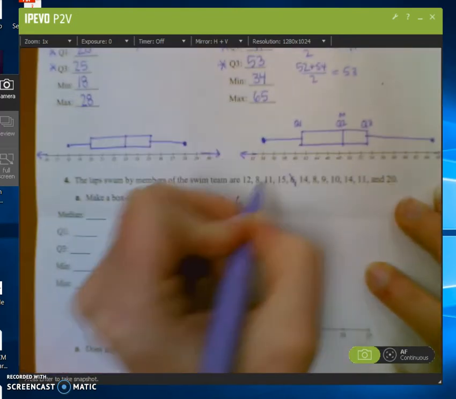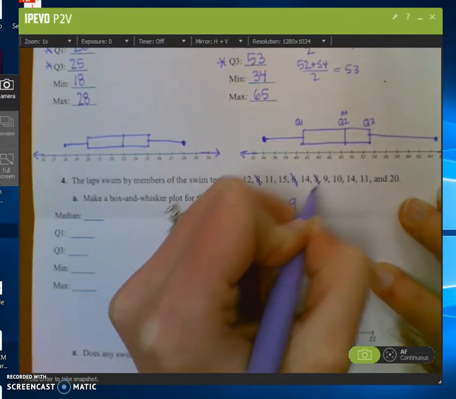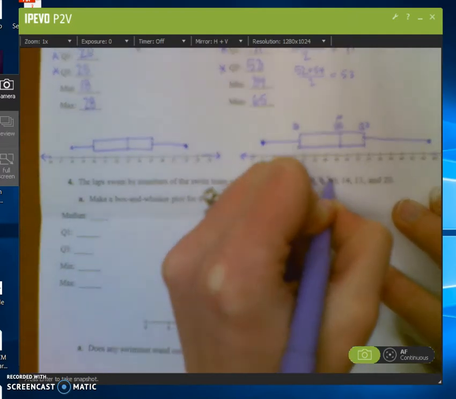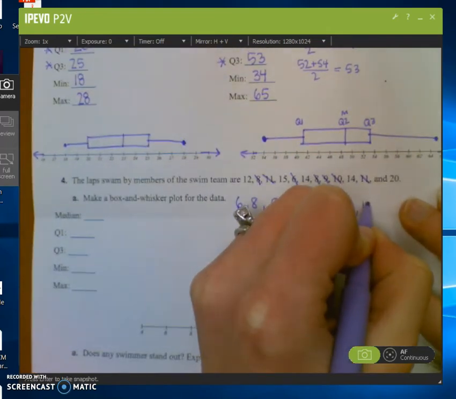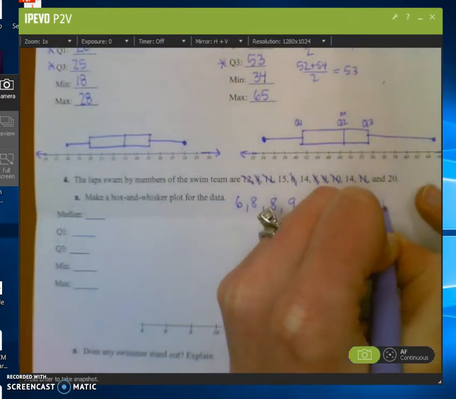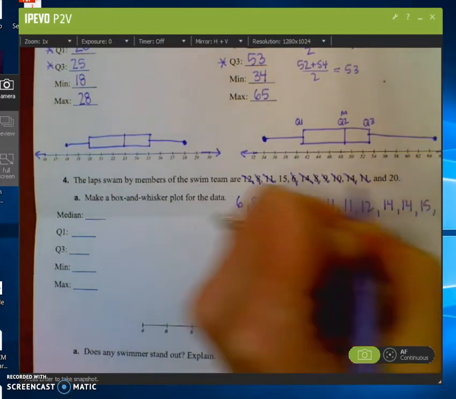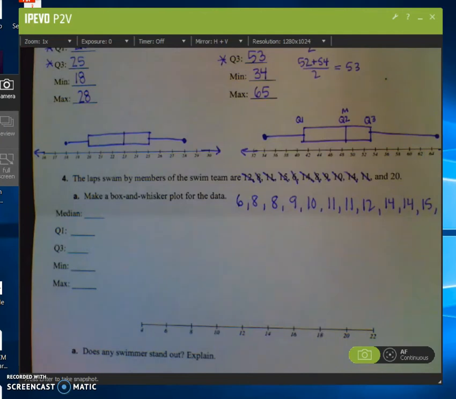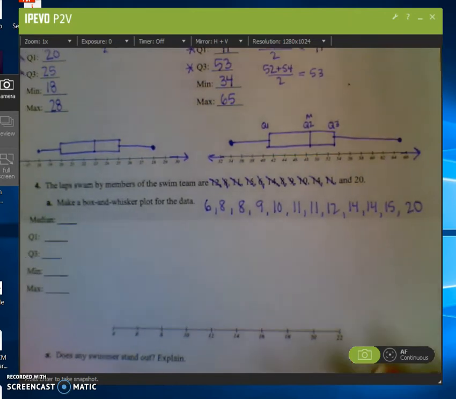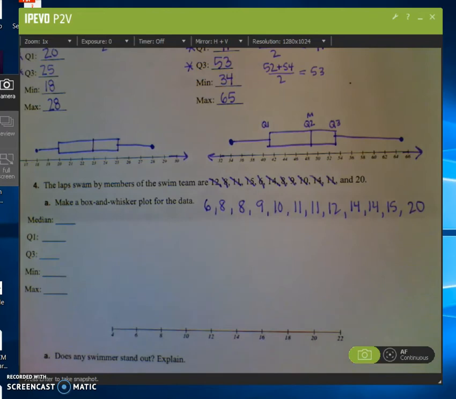So I've got 6, 8, 8, 9, 10, 11, 11, 12, 14, 14, 15, and 20. Make sure that if you have doubles that you get them written down twice. We don't want to skip them. We write down all of our values in the data set, even if there are repeats. So you can see that 8 repeated, 11 repeated, and 14 repeated here.